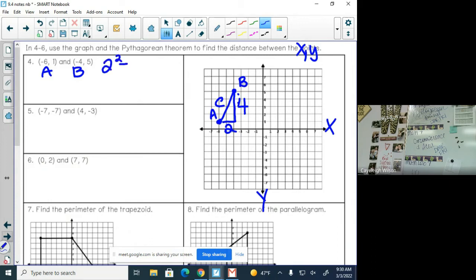So A squared plus B squared equals C squared. So that's 4 plus 16, that's 20 equals C squared. I'll square root my 20, and I get 4.5. All right, you all do number 5.